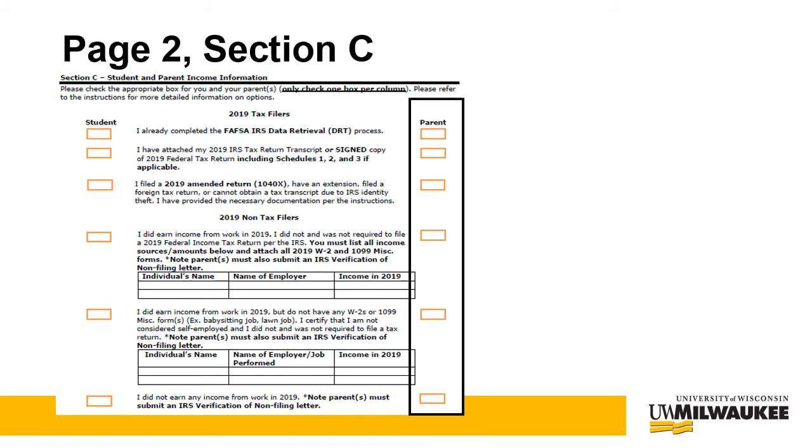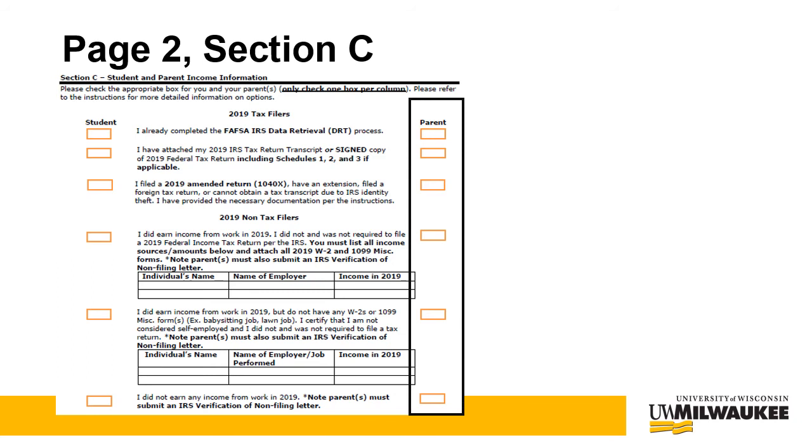Next, let's look at the right-hand column to find the statement that best reflects the parent's income and tax filing status for 2019. Even if the parent did not file taxes for 2019, they still must report any earnings from work. If the parent did not file taxes, they will also need to request a verification of non-filing letter from the IRS. Let's dig deeper into each section below.